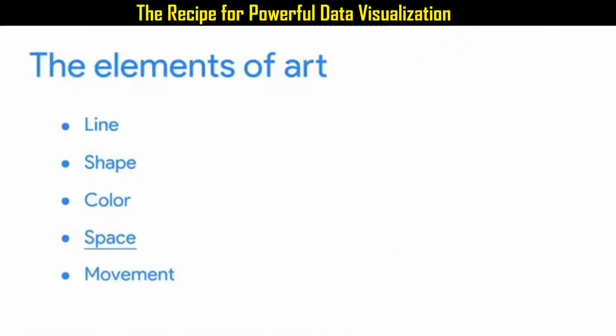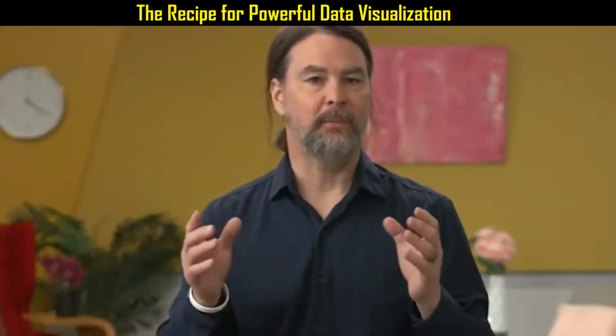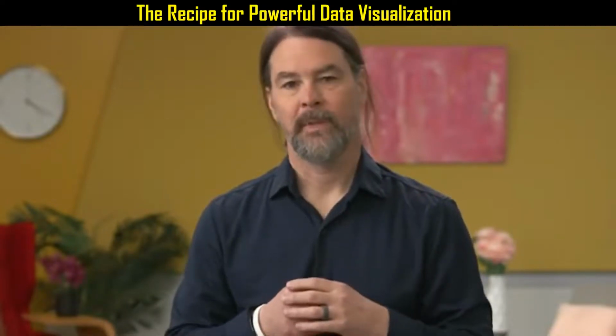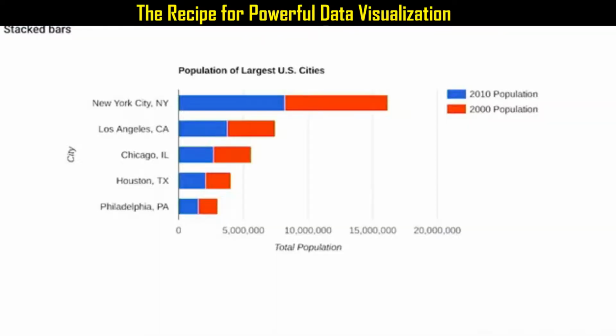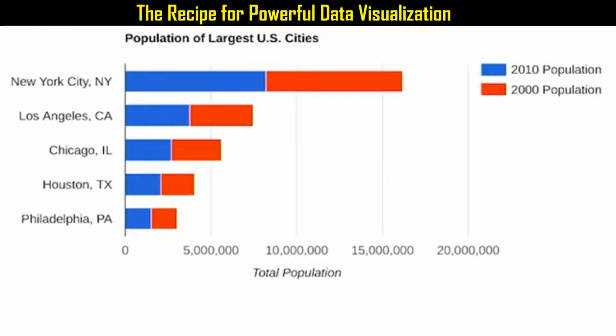Space is the area between, around, and in the objects. There should always be space in data visualizations, just not too much or too little. For example, the space between the bars of a bar graph, like this one, should be smaller than the width of the bars themselves.